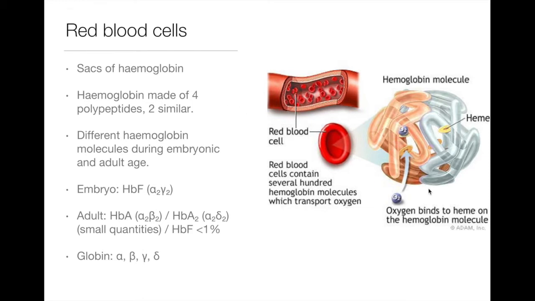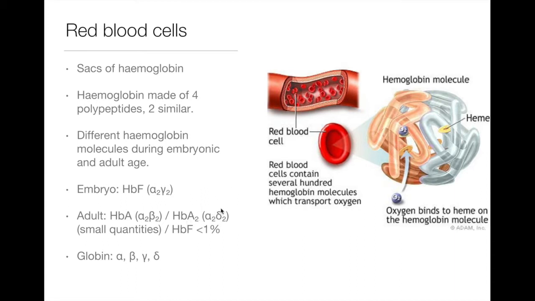Now, there are many different hemoglobin molecules according to which chains make up the hemoglobin. So during the embryonic and the adult age, we've got different types of hemoglobin. In the embryo, the main hemoglobin is HbF, which has a structure of alpha 2 gamma 2. That means it has 2 alpha globins and 2 gamma globins. In the adult, we've got HbA, alpha 2 beta 2. That means we've got 2 alpha globins and 2 beta globins, which make up the hemoglobin.